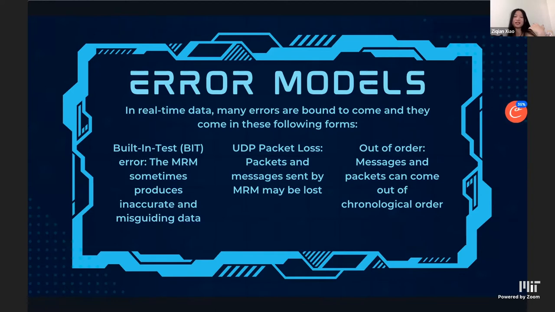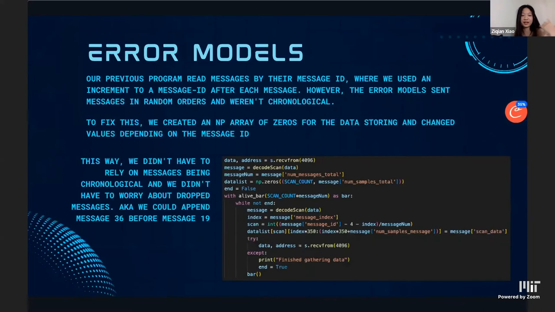One's the built-in test error, which means that the emulator could have sent us misguiding or inaccurate data. And there's packet loss, which means packets and messages sent by the emulator back to us may be dropped, so it may be like blink, nothing happened. And out of order error, which means that when we receive data, we receive it in scanning chunks, right? They're in different chunks, and we have to piece them together. However, sometimes we could receive a later chunk before a previous chunk, and we'll have to sort that. But luckily we were able to deal with all those error models.